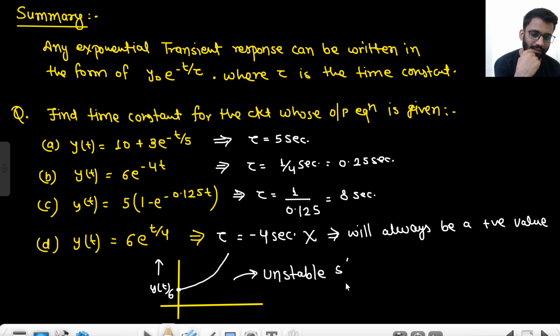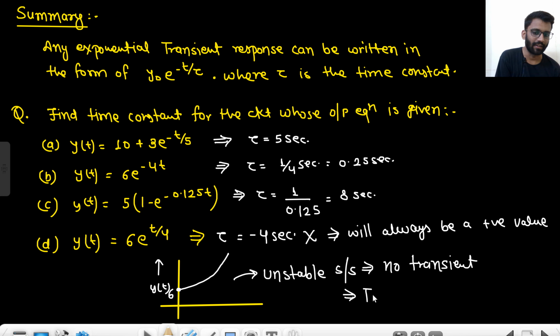Unstable system. There is no transient, because transient eventually dies out. At t equals infinity, the value of transient is 0. But here the transient is not dying out. So there is no transient. That means time constant is not defined. So you just can't close your eyes and tell the time constant. You first need to see if there is a transient response or not, because if it is dying out or not.